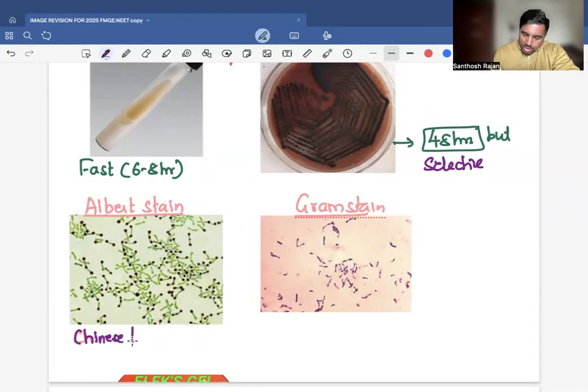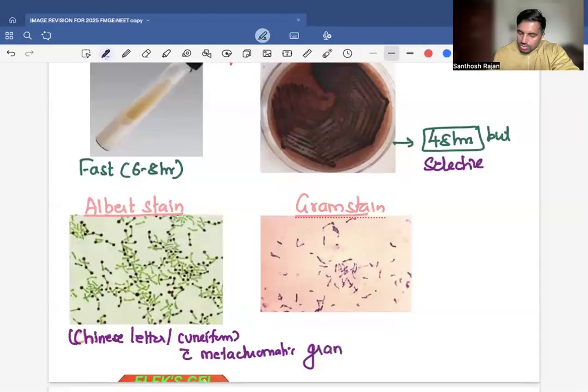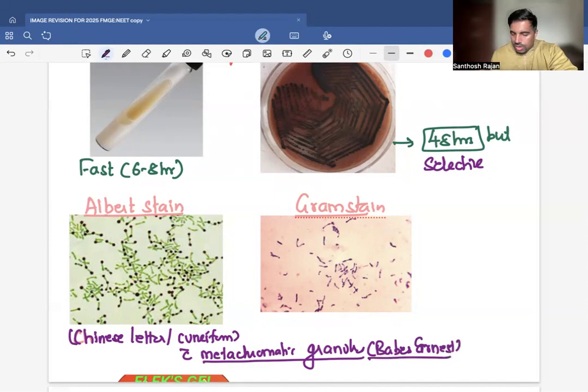The main thing is this word, important: cuneiform. You call it the cuneiform pattern. You see it with what? Metachromatic granules, also called Babes-Ernst granules or volutin granules. The metachromatic granules are very characteristic only for diphtheria. Okay, don't forget it: metachromatic granules, Babes-Ernst granules, polyphosphate granules.